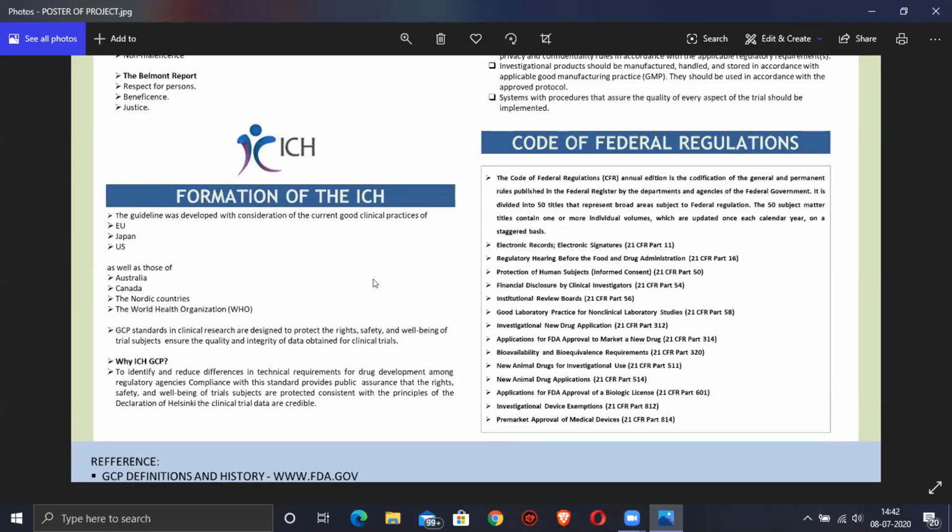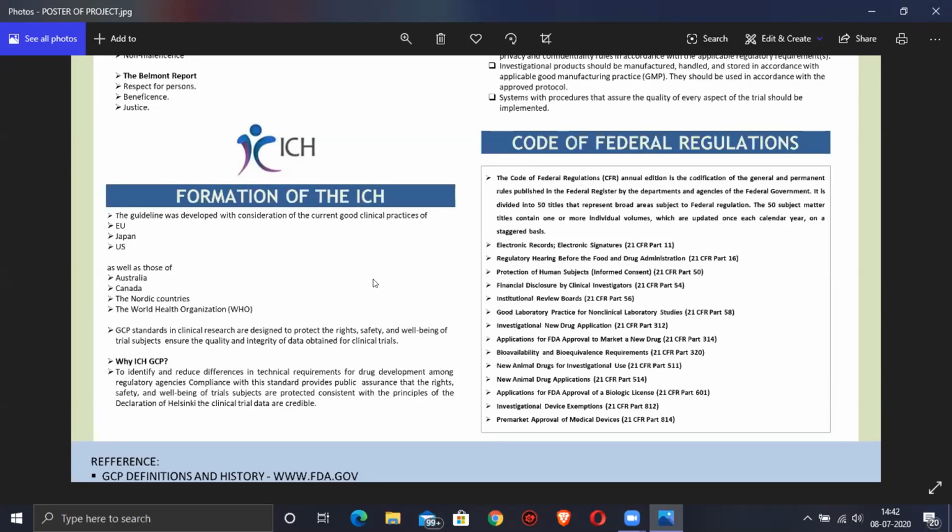Now, the GCP standards, there are two sets of GCP standards. The World Health Organization has its GCP standards. The ICH has its GCP standards. But both of them are more or less similar in their content, only it differs in the field where it's being used. And why is ICH GCP needed?